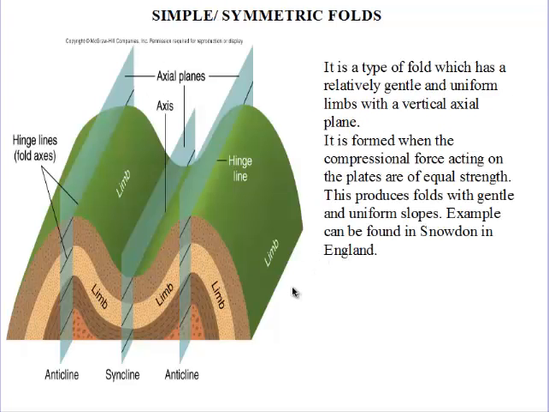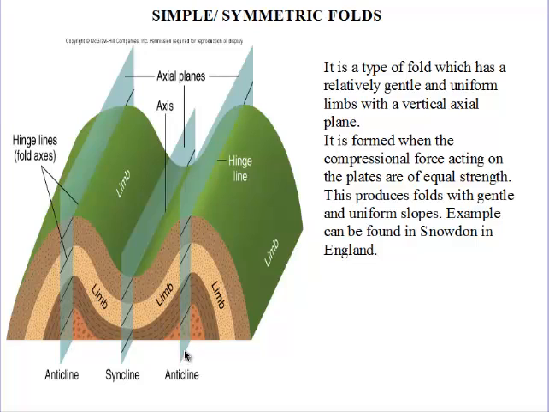First, we have the simple or the symmetric fold. It is a type of fold which has relatively gentle and uniform limbs. So with a simple fold, they have gentle and uniform limbs. That means the limbs are the same. And they also have a vertical axial plane.